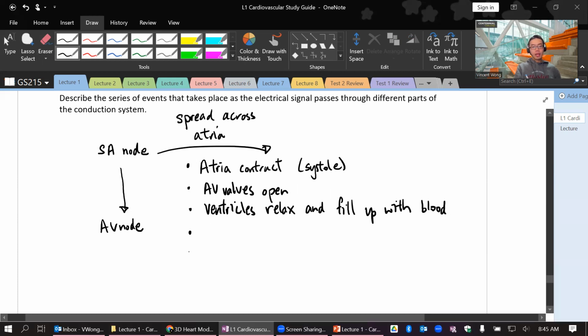If you remember what I said about the valves, if you open the AV valves, then you must close the semilunar valves, right? So all these things are happening as the signal is spreading across the atria. The ventricle, since it's relaxing, we call that diastole, right?